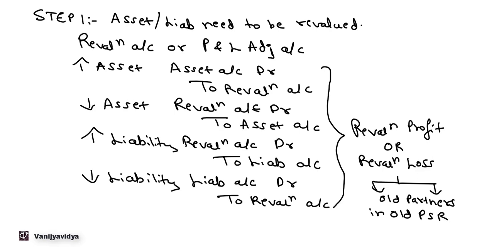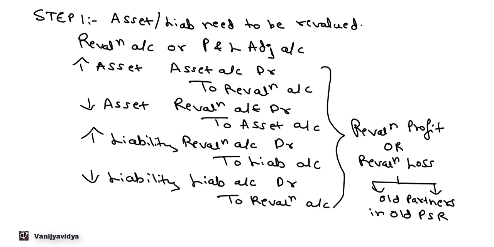Since the new partner is not responsible for revaluation loss, at the same time he is not eligible to earn any profit on the revaluation, this revaluation profit or loss needs to be distributed between the old partners in their old profit sharing ratio, that is their profit sharing ratio before admission of a new partner.